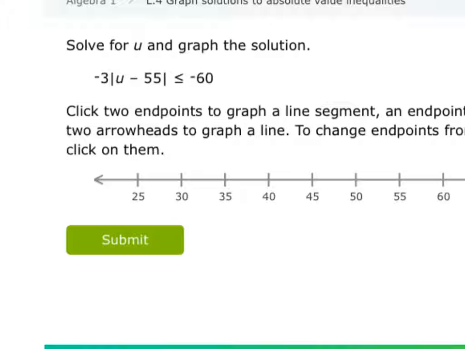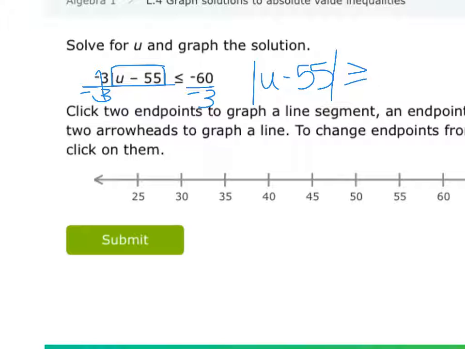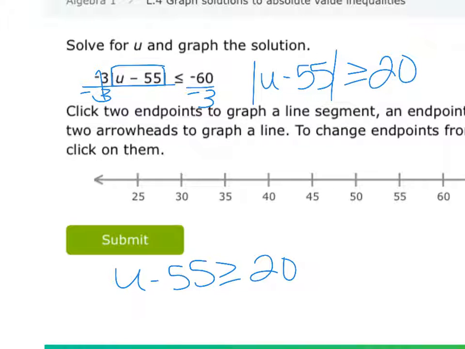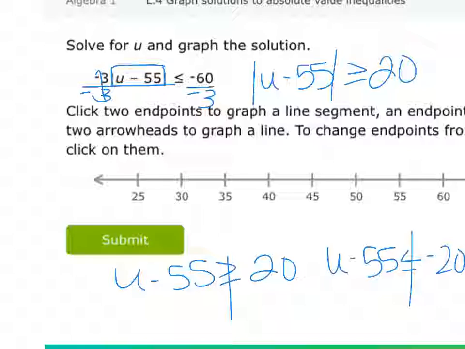For this last example, again, we want to get that absolute value by itself, so first thing we're going to do is divide both sides by -3. So the absolute value would stay the same, u minus 55. Because we're dividing by a negative, the inequality is changing direction, and then -60 divided by -3 would be positive 20. So now we have u minus 55 is greater than or equal to 20, and u minus 55 is less than or equal to -20. And we will solve for both.